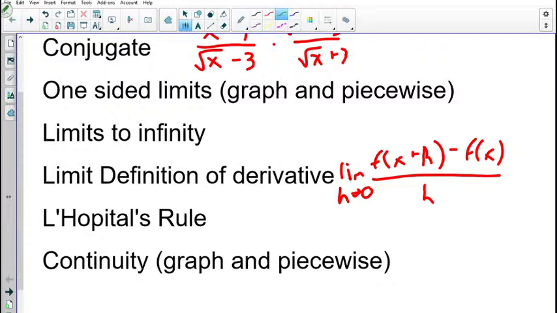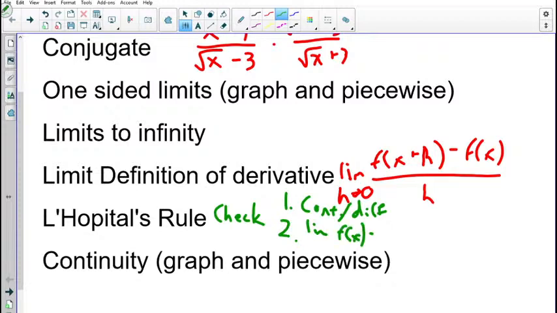Then we have L'Hopital's rule. To use L'Hopital's rule, we need to check two things. Thing number one, is the function continuous and differentiable? And thing number two is the limit of f and the limit of g, most of the time 0. You can also have infinity over infinity, but some kind of indeterminate form. You need to check both the top function and the bottom function separately and make sure that both of the limits are a 0 or an infinity or something like that.